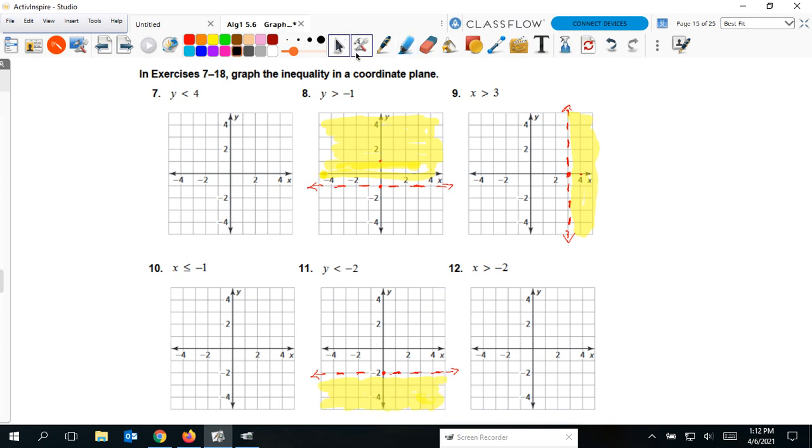Everywhere below the line is the shaded region. And again, if we want to pick a test point, if I picked 0 as my test point and put 0 here, 0 is less than -2, that is not true. That's why I would be shading this side and not this side. On this side, all of these are true. -3 is less than -2 is true, and so on. All right, so go ahead and pause the video and do 7, do 10, and do 12, and then play the video to check your answers.